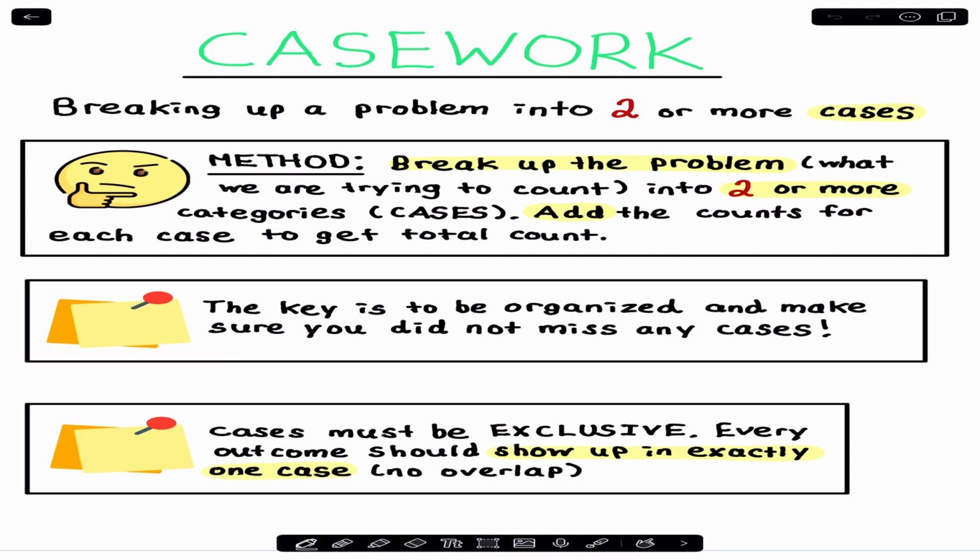So for those who don't know, the big four includes casework, what we're doing today, something called complementary counting, something else called constructive counting, and then finally the principle of inclusion-exclusion. And all of those we'll learn about in future videos, so don't worry. For now, we are going to talk about casework.